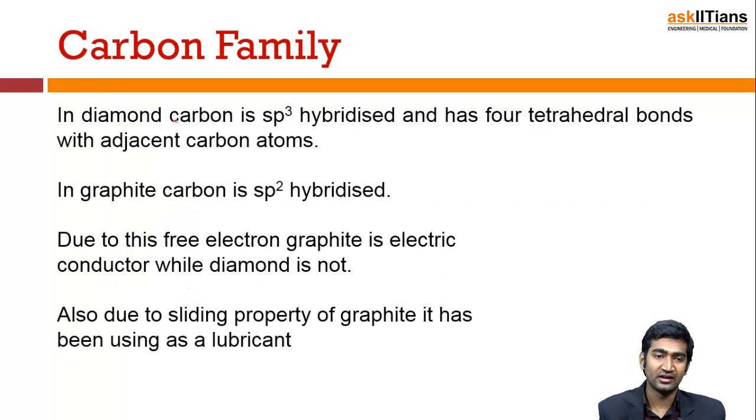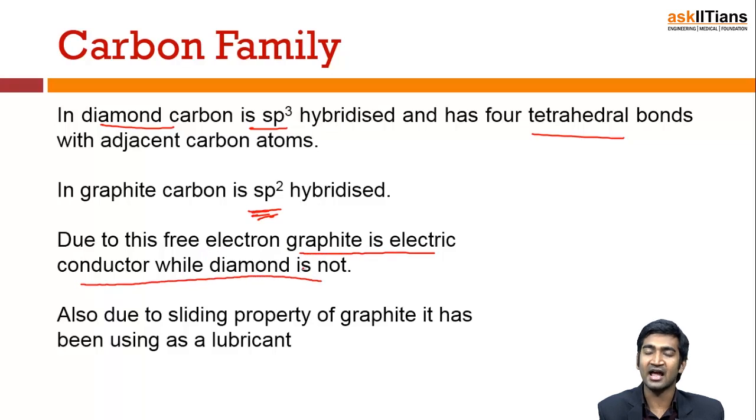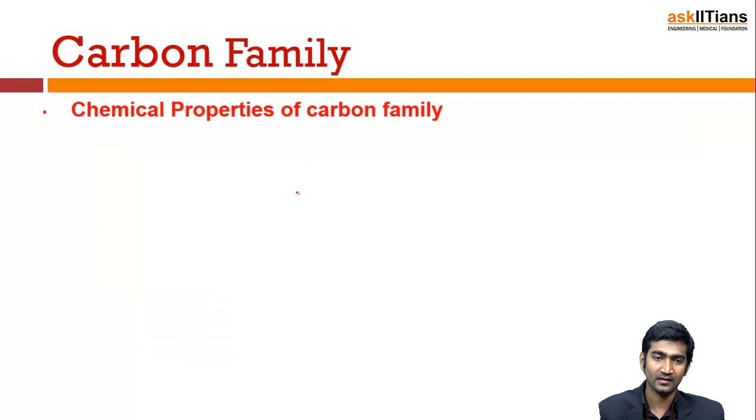In diamond, the carbon is sp3 hybridized and it is tetrahedral and very solid. In graphite, the carbon is sp2 hybridized, and due to this you have free electrons, which makes graphite a conductor. But diamond is totally hard. The sliding property of graphite is also because of the sp2 hybridization, and it has application as a lubricant in oils also.